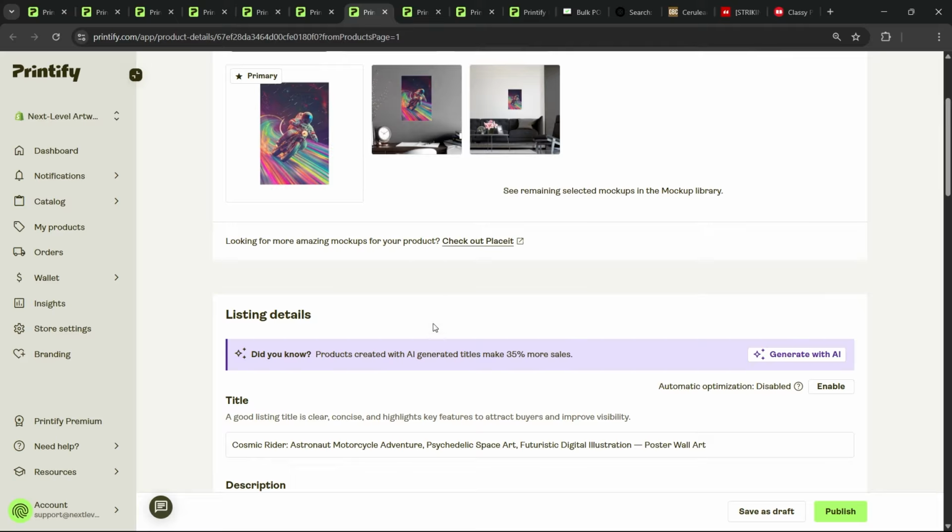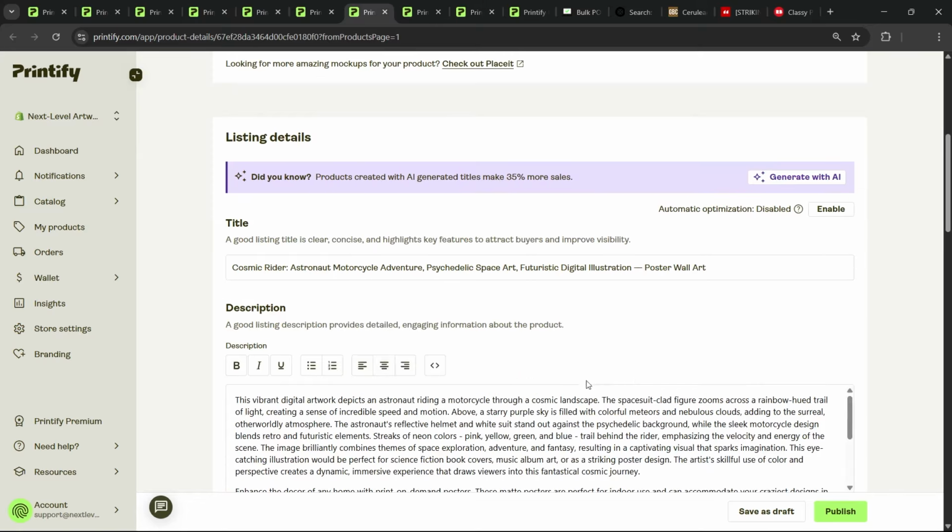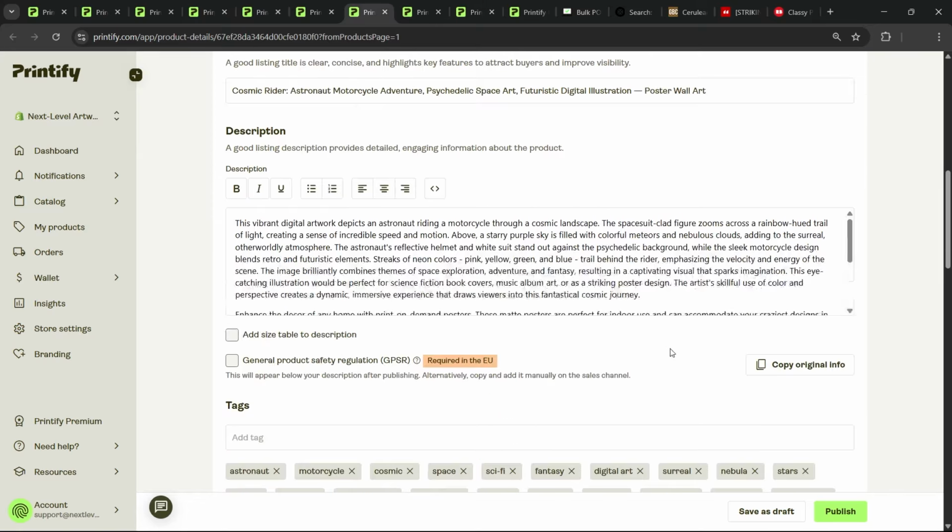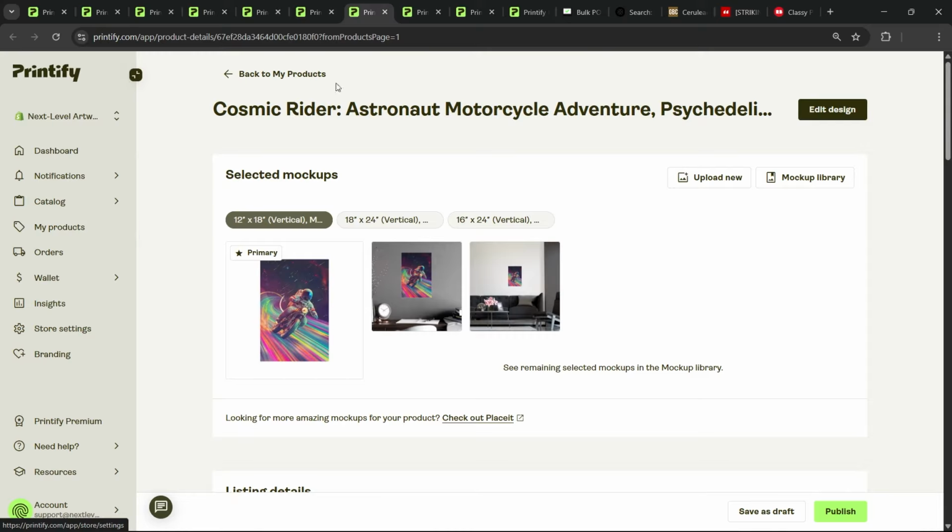And you can imagine if somebody's searching for a psychedelic astronaut on a motorcycle on a poster art print, including all of these terms and descriptors just makes it highly likely that your product will show up and just be a solid search result for that particular query.